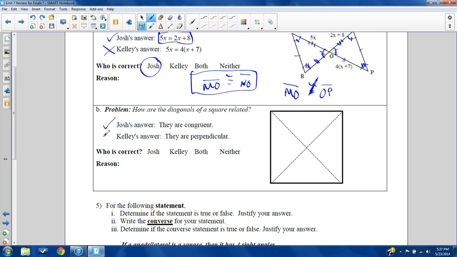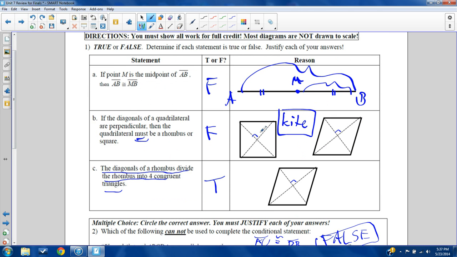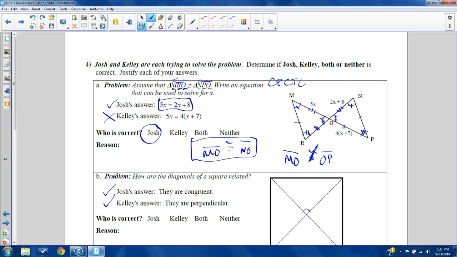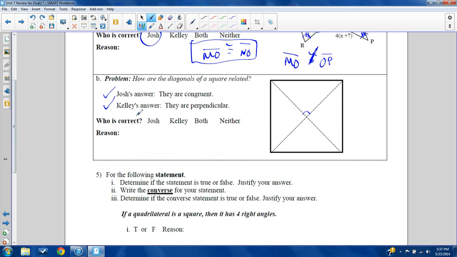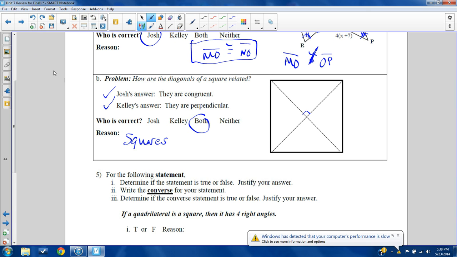Now, Kelly was also correct. Remember when we talked about these rectangles? The squares, rhombi, and kites all have perpendicular diagonals. Diagonals intersect perpendicularly. So Josh and Kelly are both correct when they say that. So you would circle both for that. Reason? Well, squares. I don't really know what else to say. Something we've talked about a lot before. That's really all I can say. Like I said, if you let me do 2-column proof stuff with it, I can do it that way as well. For the sake of time, though, let's move on.